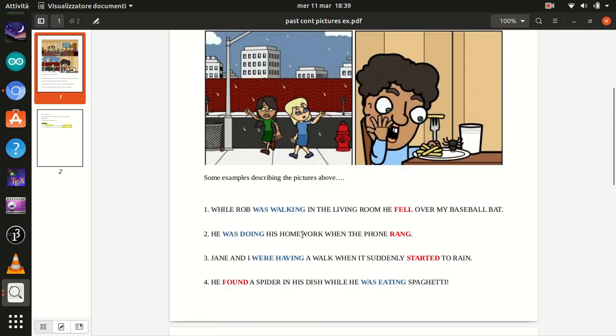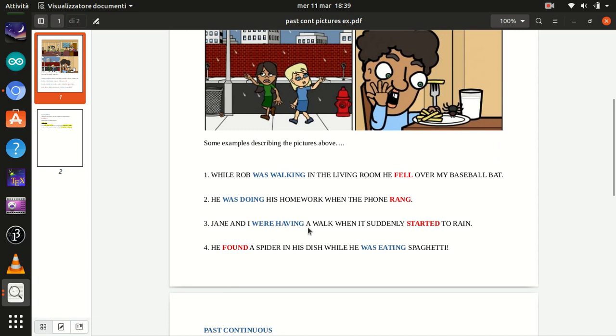So, while Rob was walking in the living room, he fell over my baseball bat. So this is the first action which was going on, and this is the second which interrupted the first. Past continuous, past simple. He was doing his homework when the phone rang. Second one is a sudden event which interrupted the first. Jen and I were having a walk, first action going on, when it suddenly and unfortunately started to rain. Sudden second action. He found a spider in his dish while he was eating spaghetti.